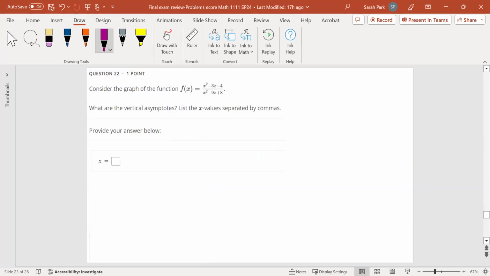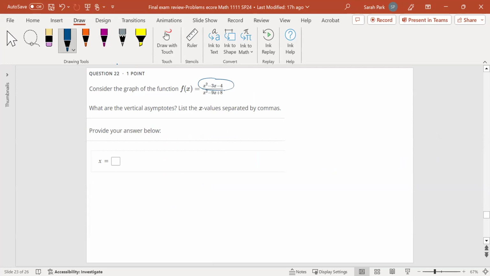Okay, number 22, consider the graph of the function f of x equals x squared minus 3x minus 4 divided by x squared minus 9x plus 8. What are the vertical asymptotes? The vertical asymptotes we find, first we need to factor. So let's factor the numerator and the denominator.